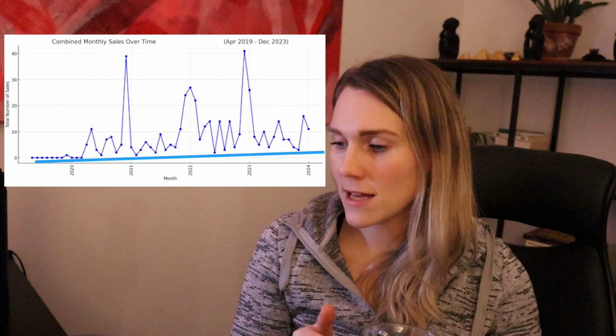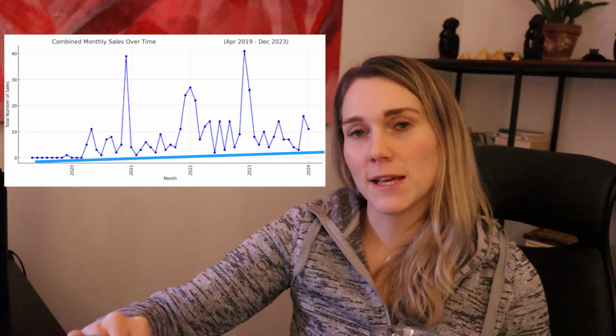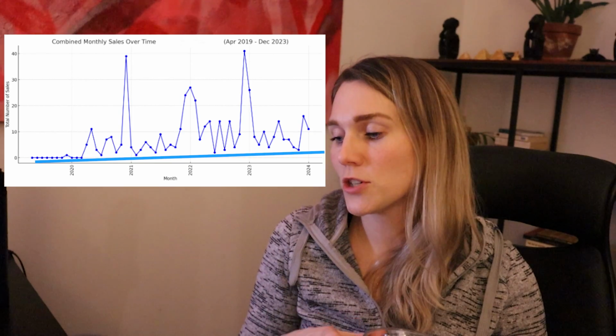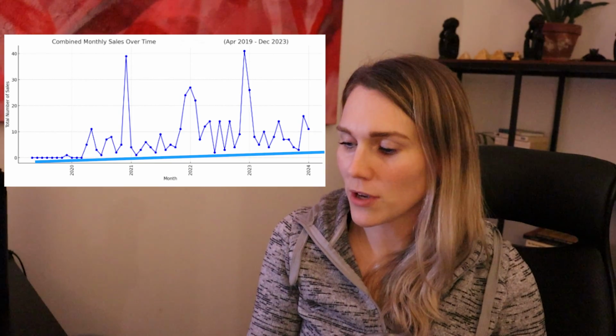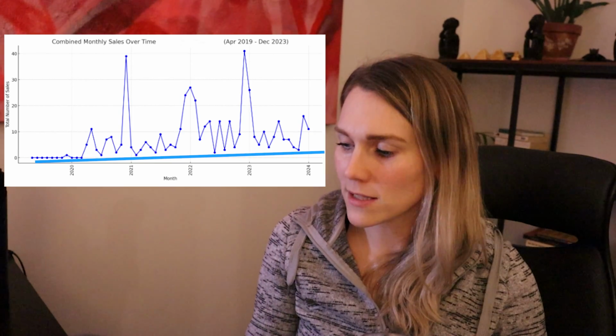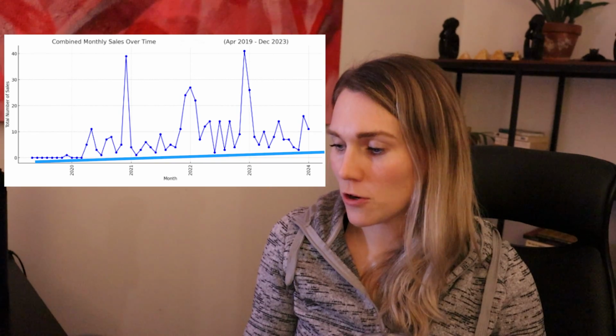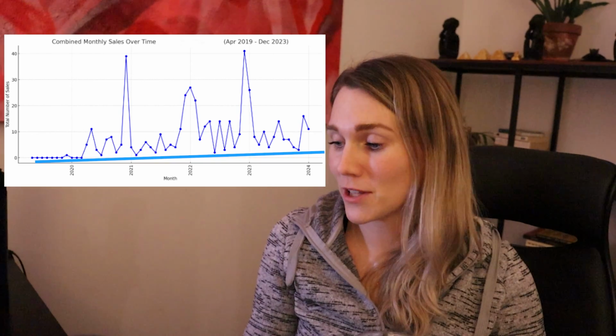You can see that if you take out the blips that the holiday season is, you can see an upward trajectory a little bit, especially if you look at the lower points. Although I had a low month in October of 2023. That was a really low sales month. It's interesting that that kind of reflects that.